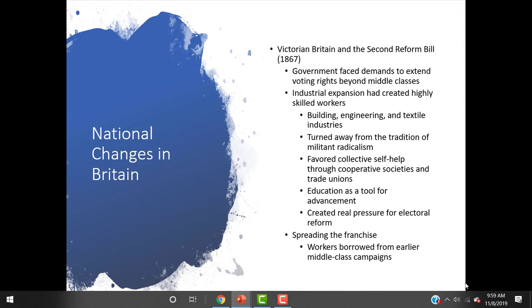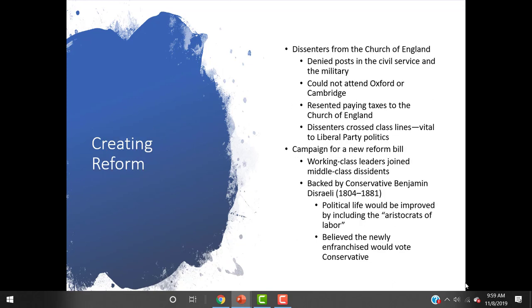So we've kind of turned away from the tradition of militant radicalism. English people just don't seem to get too upset too quickly. They favored collective self-help through cooperative societies and trade unions. And they all saw education as a way of advancing. And it begins to create real pressure for electoral reform. Spread the franchise. And workers borrowed from the earlier middle-class campaigns.